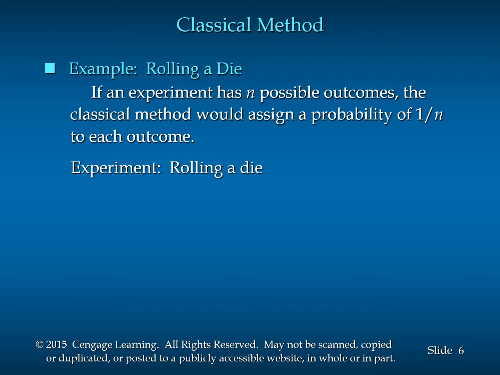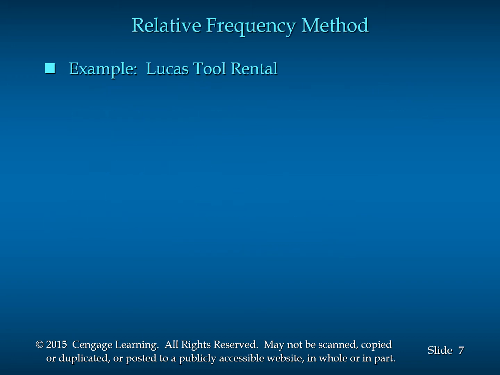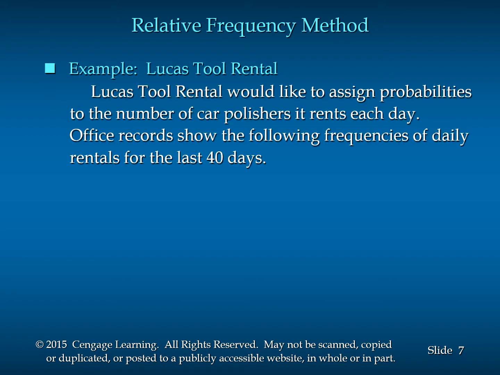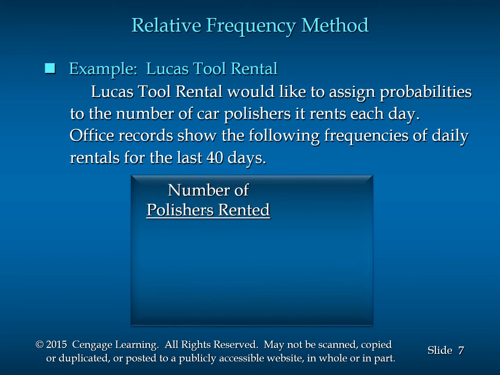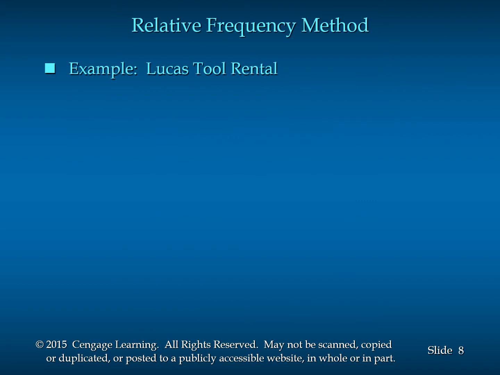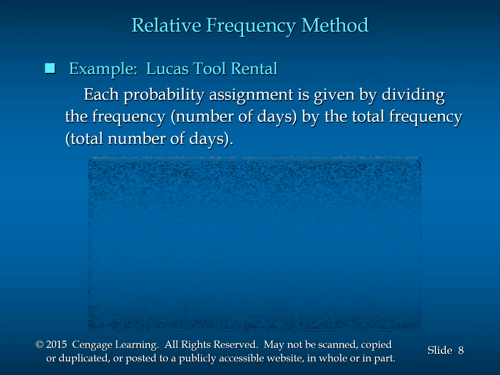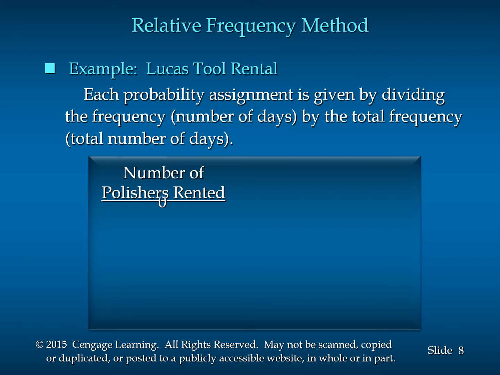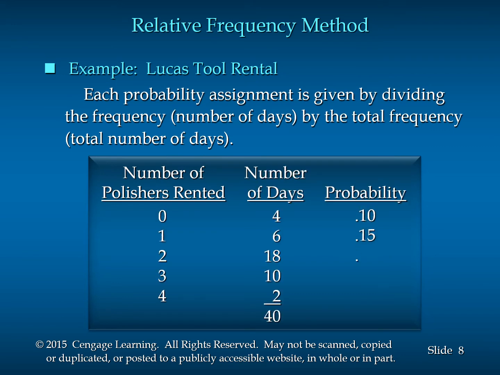Rolling a dice or tossing a coin are the best examples of the classical method. There's an equal probability of all of the outcomes. In the relative frequency method, as in this example, we have collected some data or have past records telling us the frequency of occurrence of the different outcomes. And in this example, we can calculate the relative frequency from that frequency table. And in fact, that relative frequency is the probability. Note that the sum of the probabilities must equal 1.